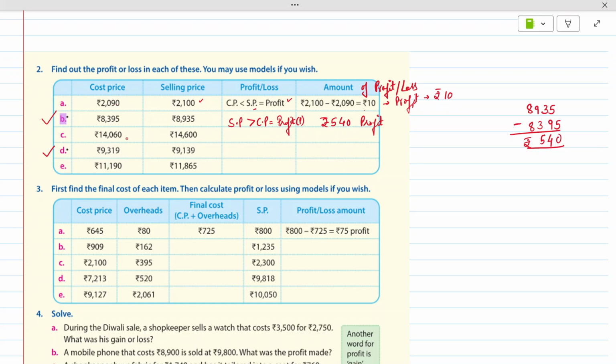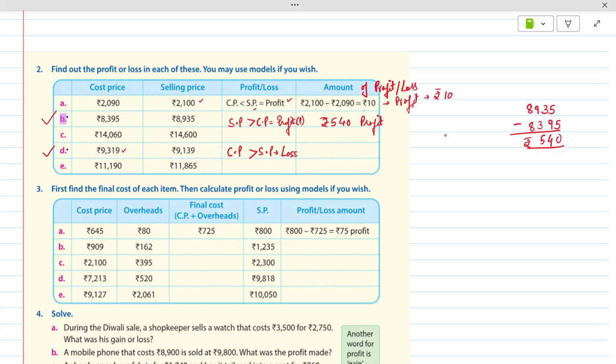So in the D part, the cost price is rupees 9319, that is 9319, and the selling price is 9139. So we can see the selling price is less than the cost price, or we can say the cost price is greater here. So if cost price is greater than selling price, that means we are selling it at a low price. We are at loss. So this is a case of loss.